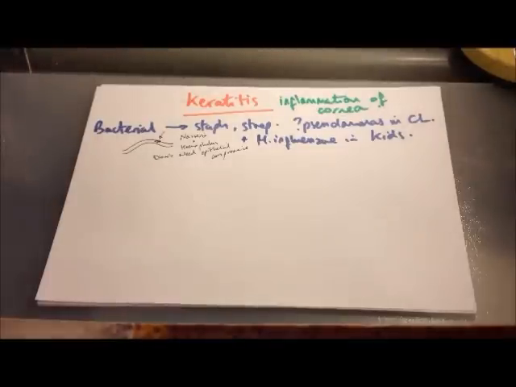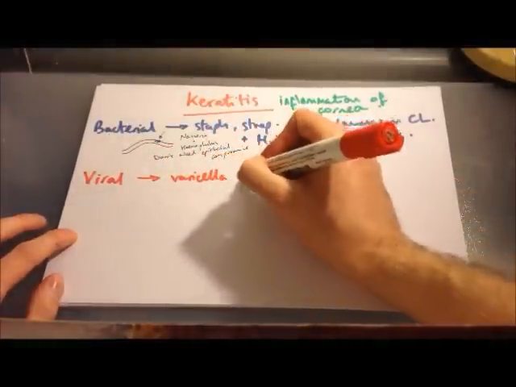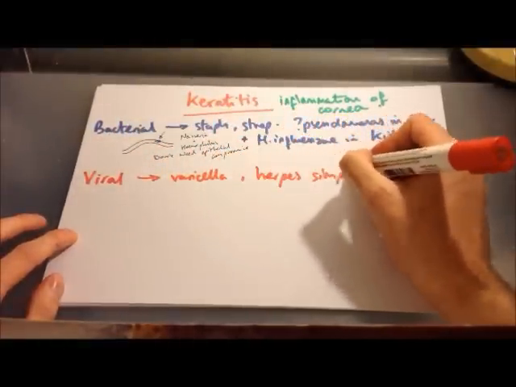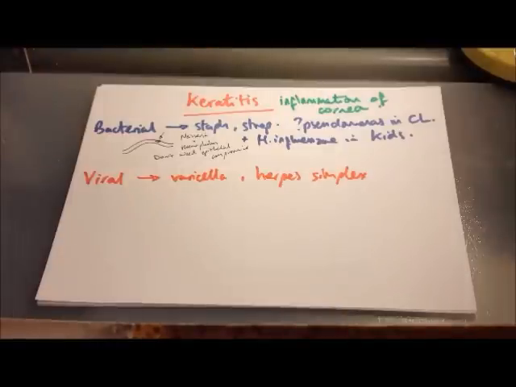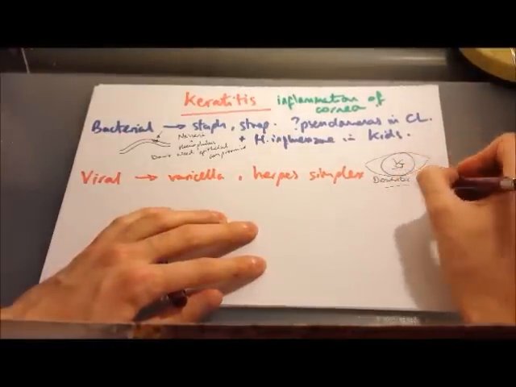So as well as bacterial causes, there are viral causes. So varicella and herpes simplex are two of these, and herpes simplex classically causes a dendritic ulcer on the cornea, which we've got a picture of here. If you see that, then you should think about herpes simplex as a cause. So you can see this dendritic shaped ulcer in green, stained with fluorescein.